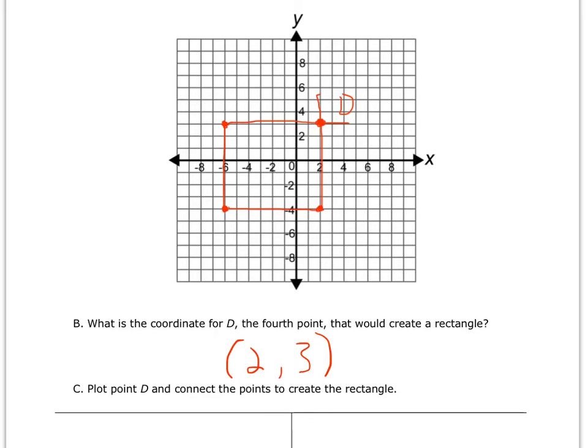Alright, now, if you solved it right, part C would already be done. It wants you to connect it and make the rectangle. Well, we've already done that.